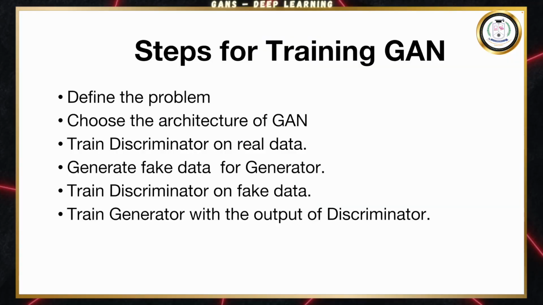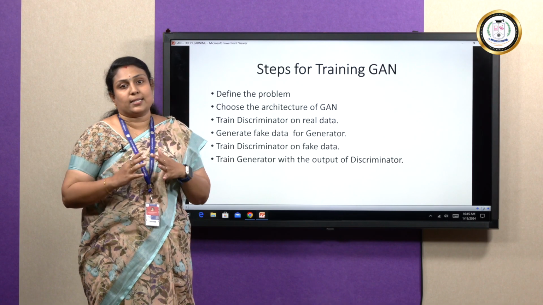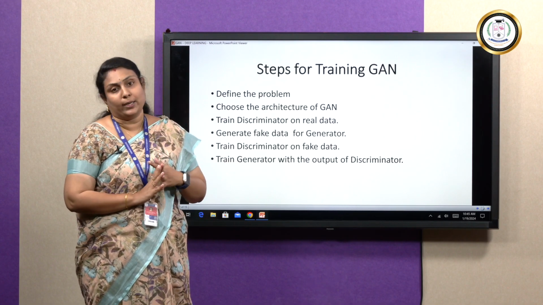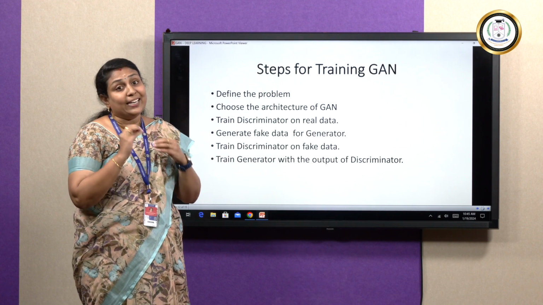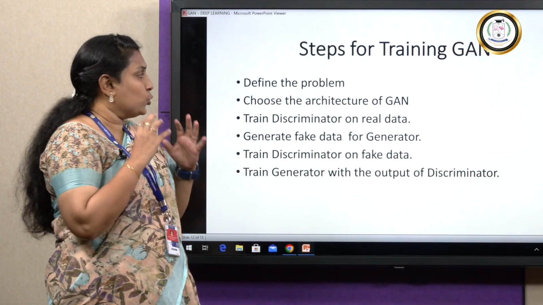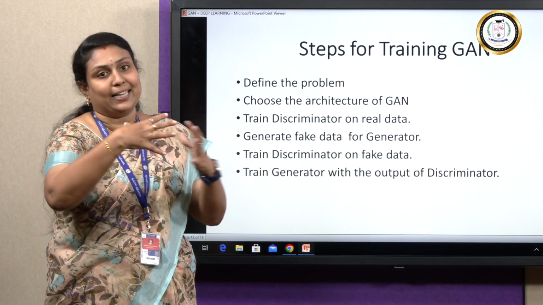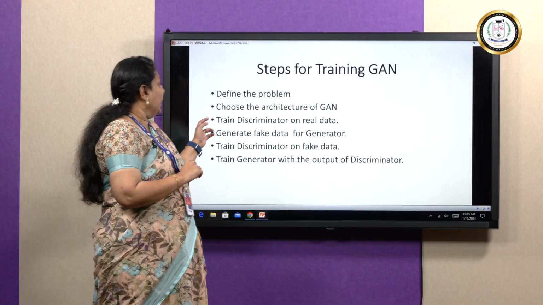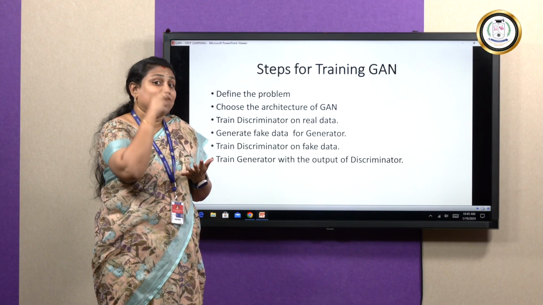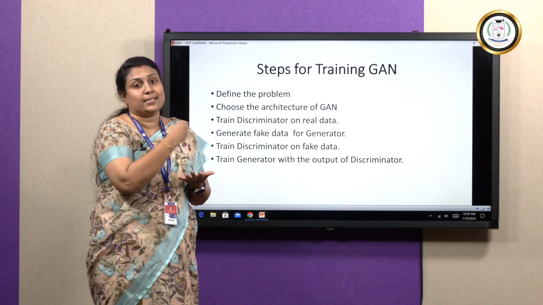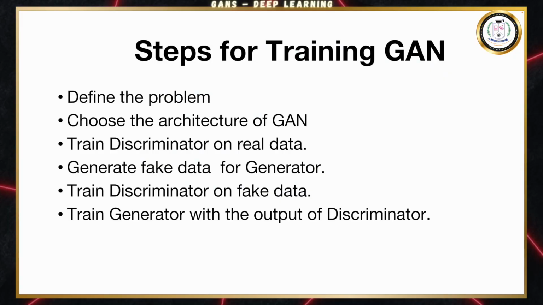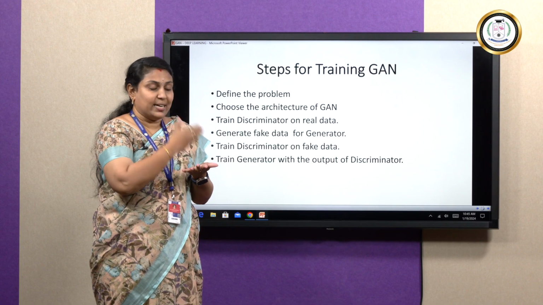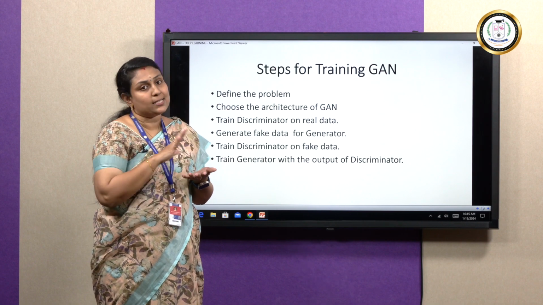Then the steps for training the GAN. What are the steps for training the GAN? Both the generator and discriminator should be trained properly in this neural network model. First we have to identify the problem. Then we have to choose the architecture of the GAN; after collecting the data, we should choose an architecture to perform this GAN. Then train the discriminator to find out whether the data is real or fake. Then we have to train the generator to produce the fake data. So both the generator and discriminator should be trained in this network model.